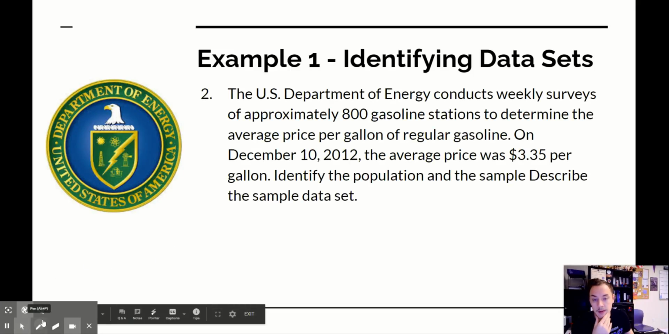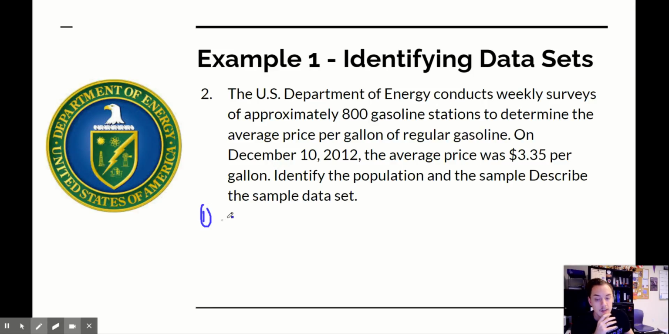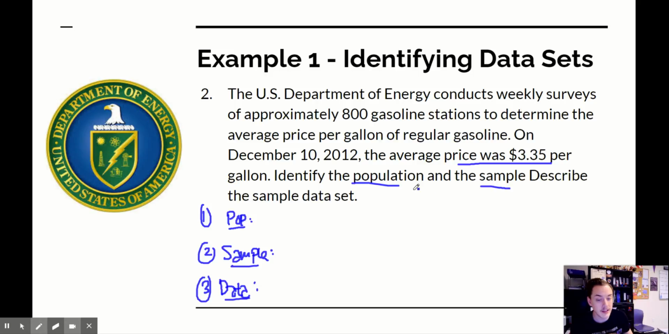The U.S. Department of Energy conducts weekly surveys of approximately 380 to 800 gasoline stations to determine the average price. So I want to find my population, my sample, and of course my data set, because it's just like the previous problem. Sorry about my handwriting here. On December 10, 2012, the average price was this. Identify the population and sample, and then of course describe the data set.